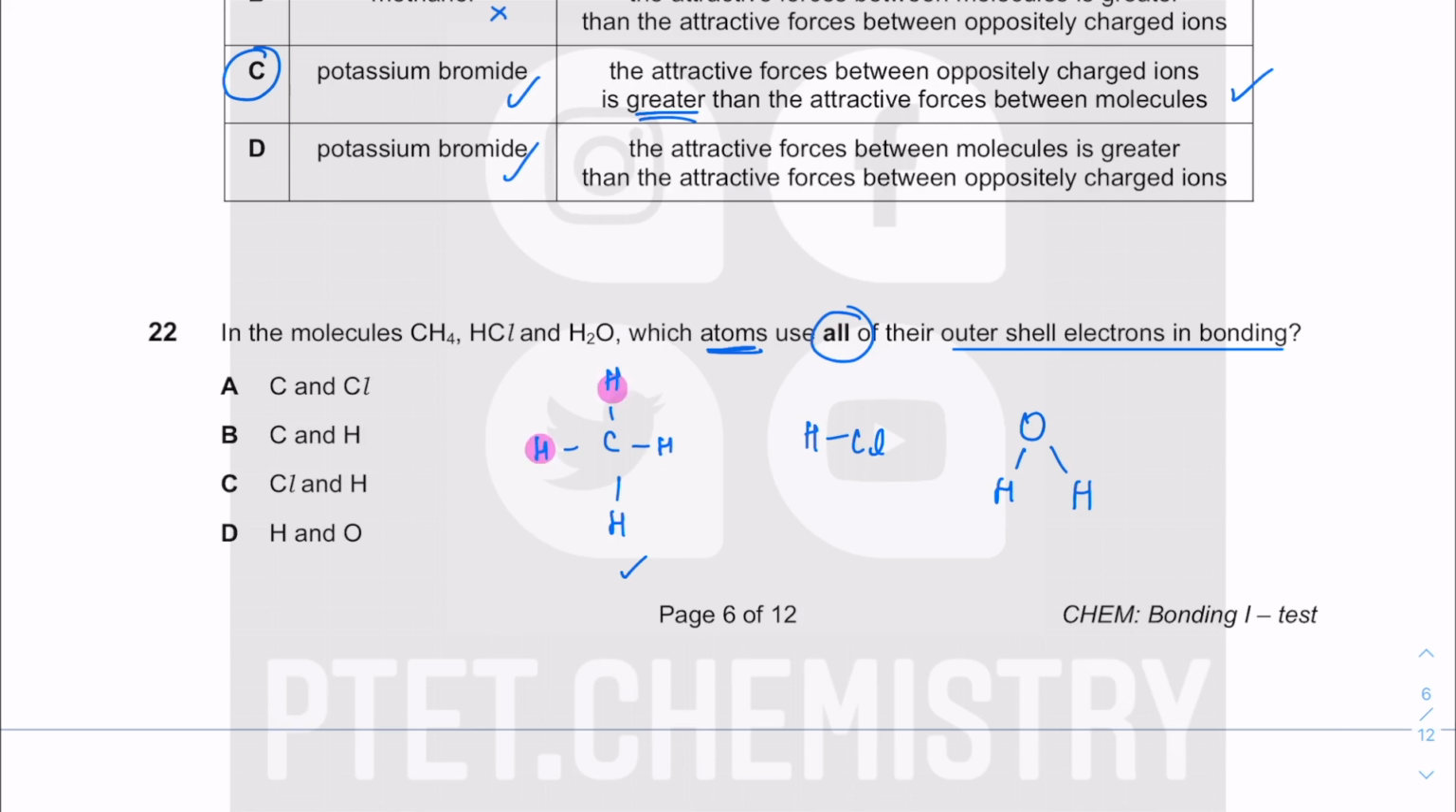Whereas with this hydrogen, yes, but then Cl is in group 7, so it still has 6 more that you haven't completely used for bonding. The hydrogen, yes, but the oxygen is in group 6. It only uses 1 and 2 because they are single covalent bonds. So 1 cross there, 1 dot there, 1 cross there, 1 dot there. So it only uses 2 out of 6 outer shell electrons for bonding. So not the oxygen, not the chlorine, but the hydrogen and the carbon use all their outer shell electrons for bonding there. Gotta read the question carefully.